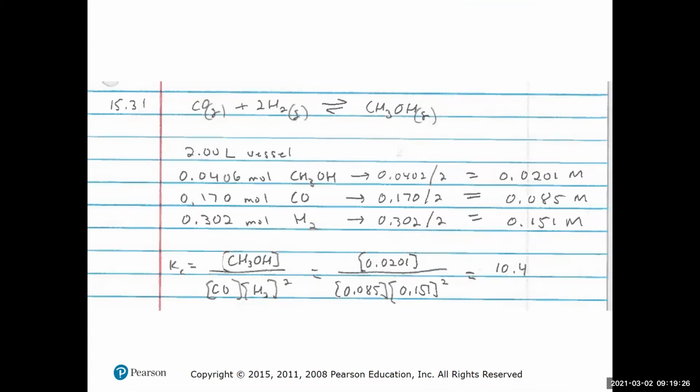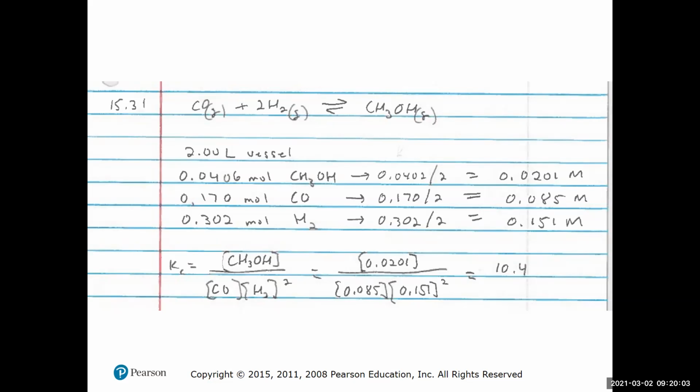So in 31, we're given the reaction to produce methanol: CO plus 2H2 going to CH3OH. We're told it's a 2-liter vessel, and we're given some mole values for methanol, which is CH3OH. We're given the CO value and the H2 value, and they simply want us to calculate the equilibrium constant.